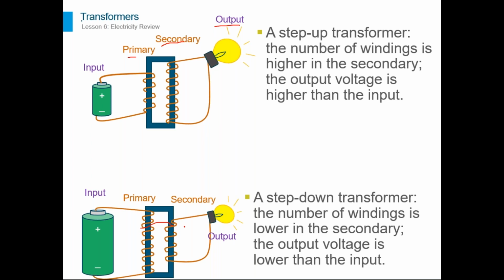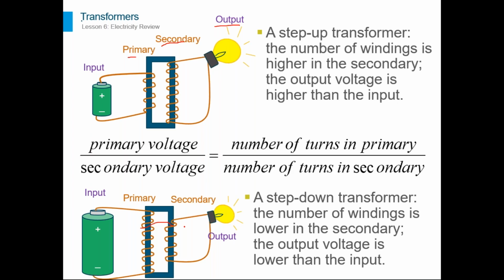And we could calculate the exact amount of the voltage change by using this formula. The primary voltage divided by the secondary voltage is equal to the number of turns in the primary divided by the number of turns in the secondary. So as long as you know 3 of those numbers, you can figure out the 4th one. So let's just look at one quick practice problem.